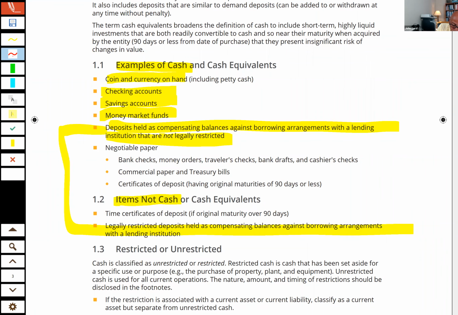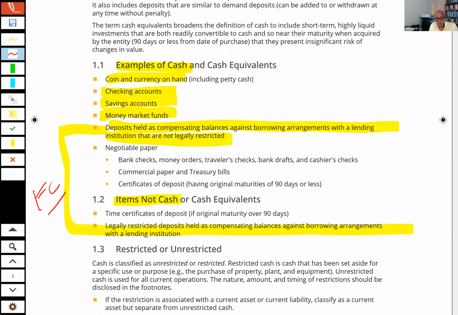If there's a legal restriction, meaning that you don't have access to those funds, then it's not considered a cash or cash equivalent. It's going to be some asset that is restricted, okay? And you're not going to list it as cash. Now, what is legally restricted? Well, if they say, hey, we're loaning you $1 million, but you have to keep $200,000 on balance at all times, and that's part of the agreement, then that's not even considered cash.